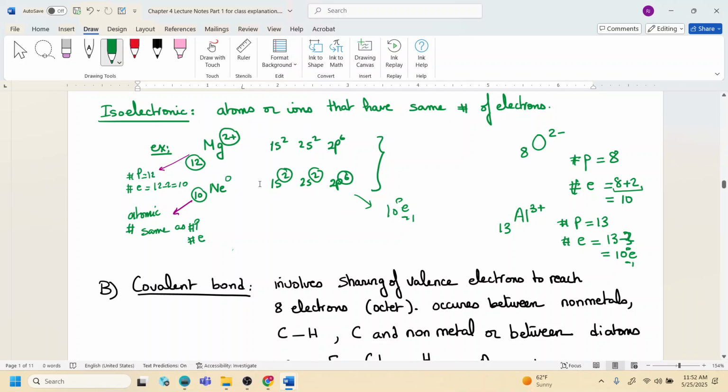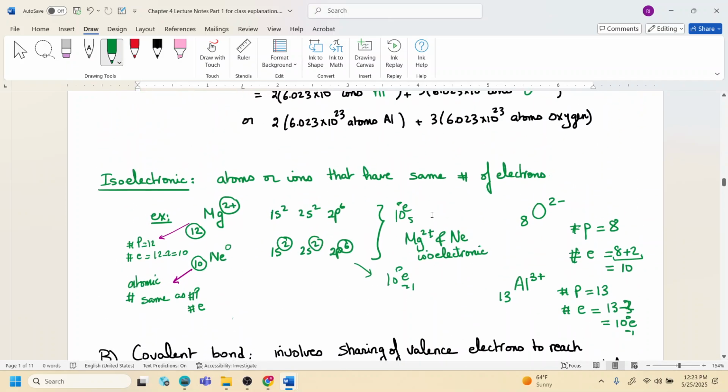So this is regarding isoelectronic. This means that the atoms or the ions have the same number of electrons. Here, this one has 10 electrons and the other one has 10 electrons as well. So I would say that magnesium and the neon are going to be isoelectronic. So I would say that Mg2 plus and neon, these are isoelectronic. They have the same number of electrons.